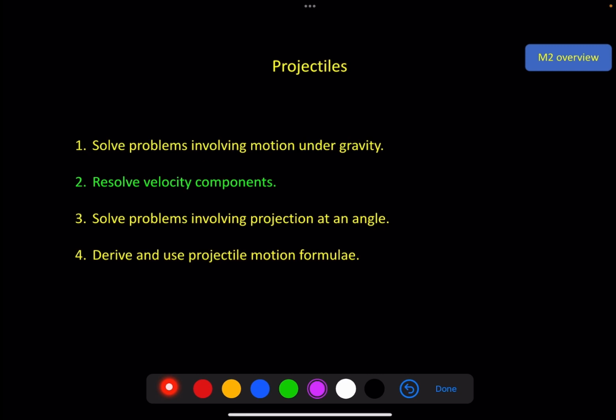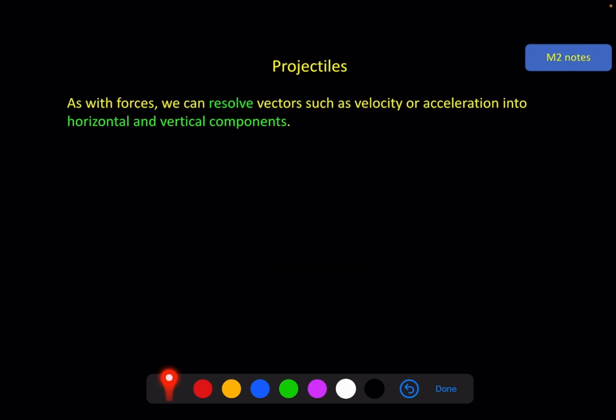In this video, we're doing a very quick application of a skill you have already done from M1 in this slightly different context. So we're going to resolve velocity components. Then in the next video, we'll take this idea, put them together to do this one. So although it's a short video, it's very important for the next one.